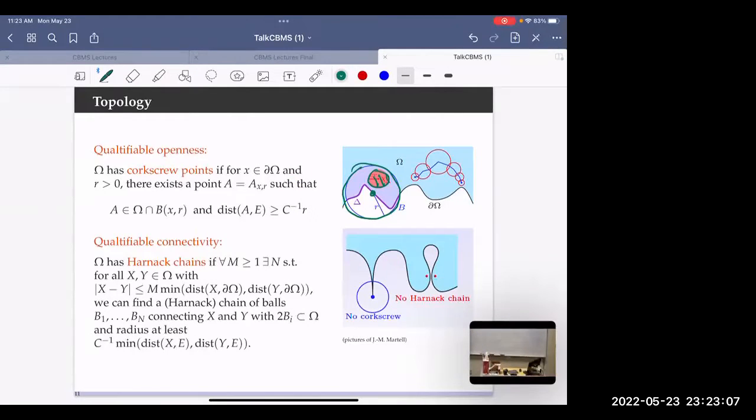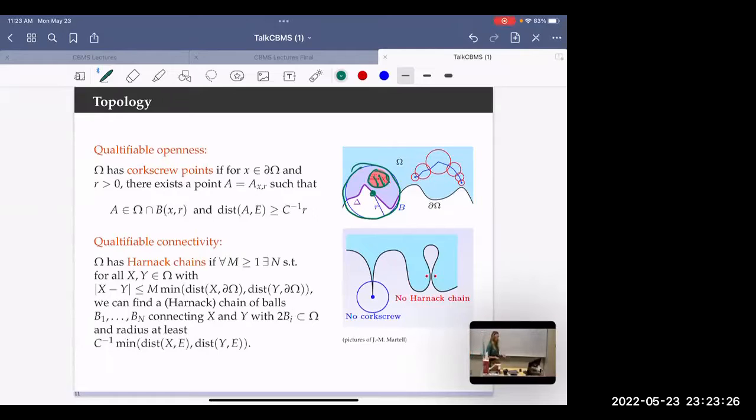Here you have a boundary point, you have a ball, and you don't have enough inside to squeeze in a ball of comparable size. So this is one counterexample. You need this to not happen. You need a little bit of access, a little bit of balls going from inside.